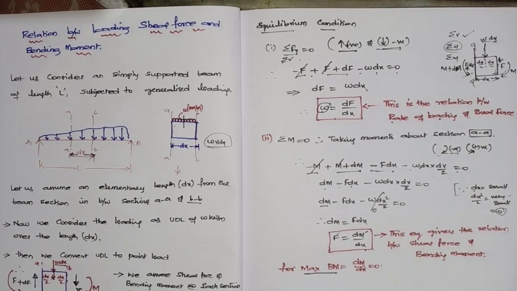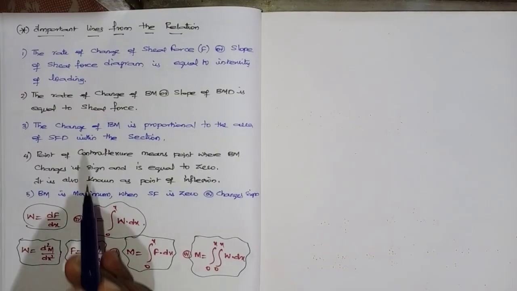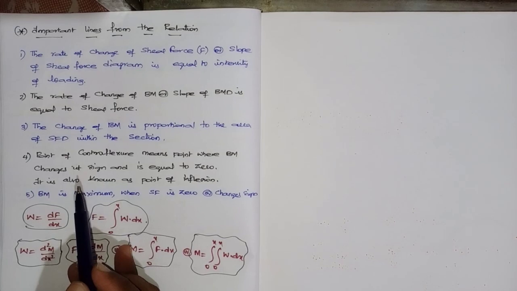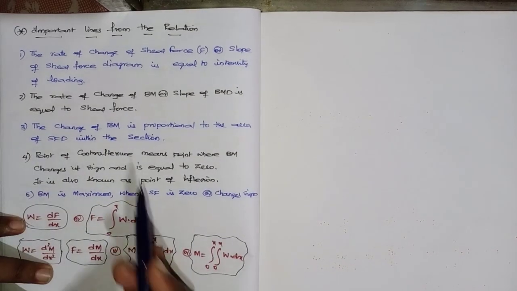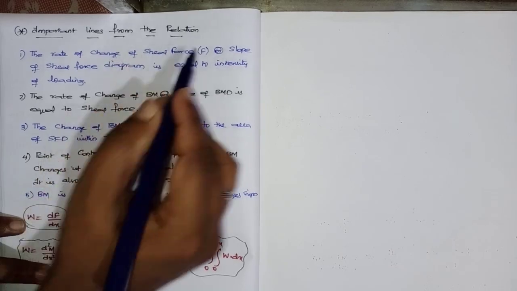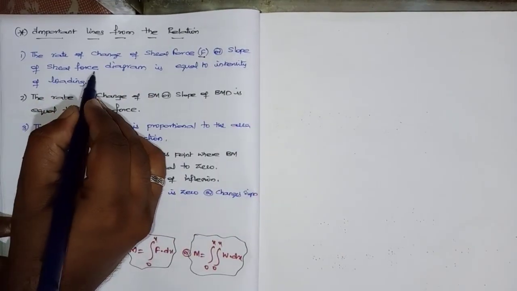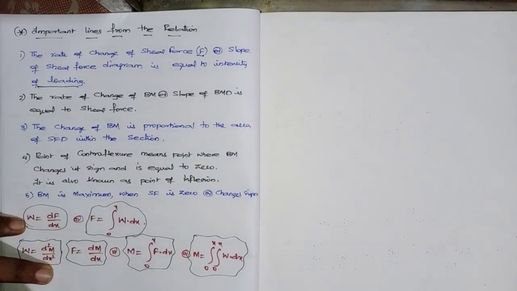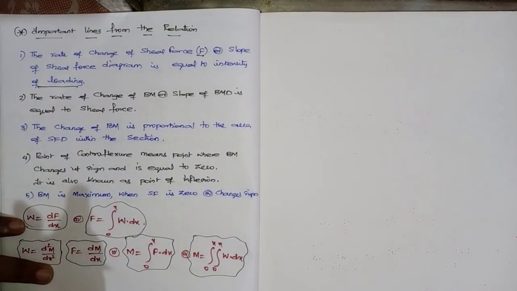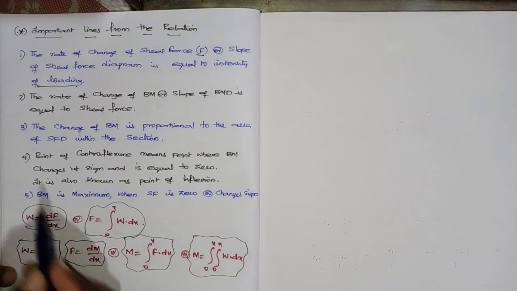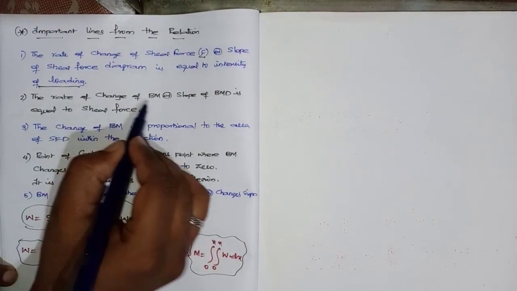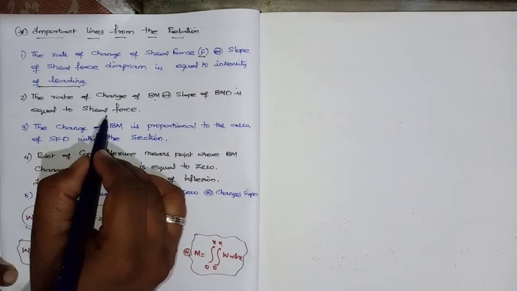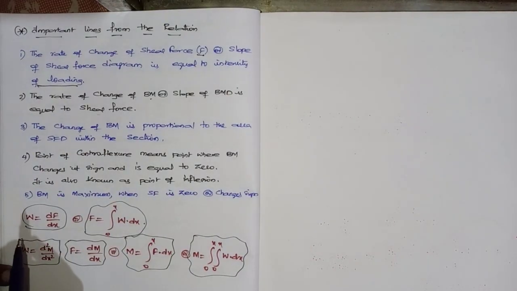Okay. Now based upon these relationships only, some of the points you are supposed to keep in mind are very important for competitive exams. So coming to the important lines from the relations, what we have seen just now is the rate of change of shear force F, or slope of the shear force diagram, is equal to intensity of loading. Means based upon the loading conditions only we are going to do the shear force diagrams. Next, the rate of change of bending moment, or slope of bending moment, is equal to shear force. Based upon the shear force only you are going to calculate the bending moment.